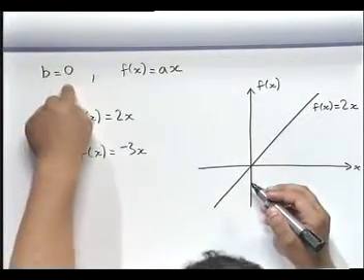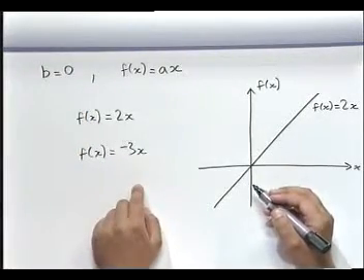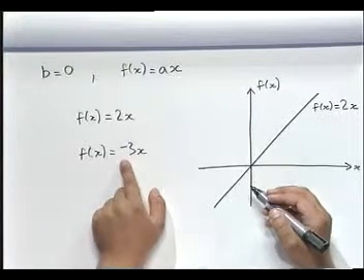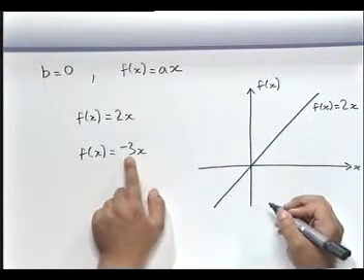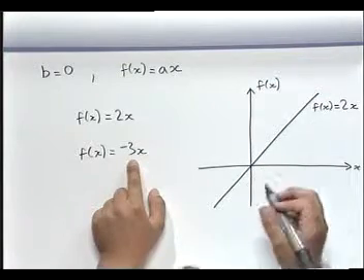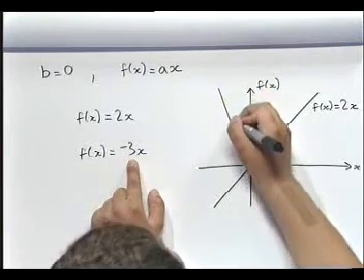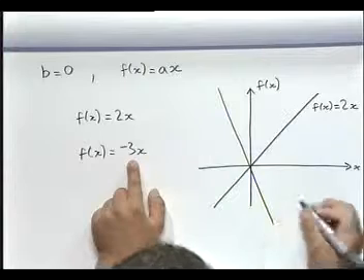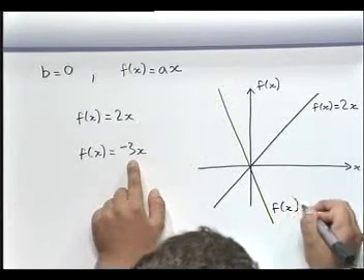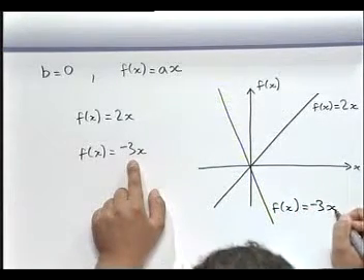f of x equals minus 3x, once again, will go through the origin, because b equals 0, and it has a gradient of minus 3. Remember, the minus means the line is coming down, and the 3 means that it's going to be a bit steeper than it was before, so it might be like this. So f of x equals minus 3x.